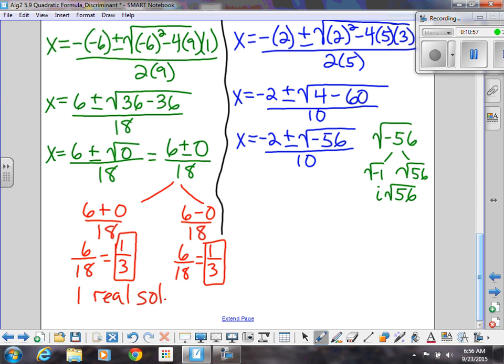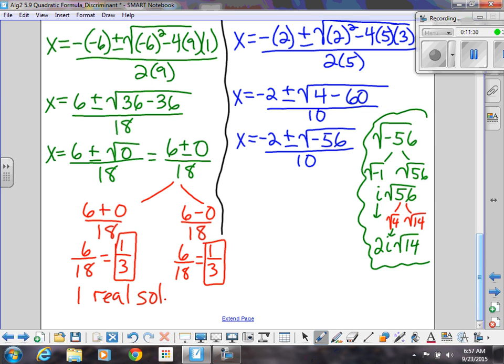Now what about square root of 56? Can we pull that apart into a perfect square? Yeah, so this can be split up even more into square root of 4 times square root of 14. So if I rewrite that, I'm going to bring down my i, I'm going to bring down my square root of 4. Square root of 4 is 2, and then I'm going to have my i, and then I'm going to have my square root of 14. So that's just kind of my side work over here.